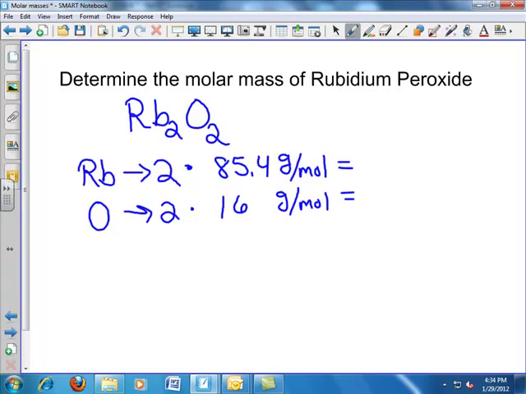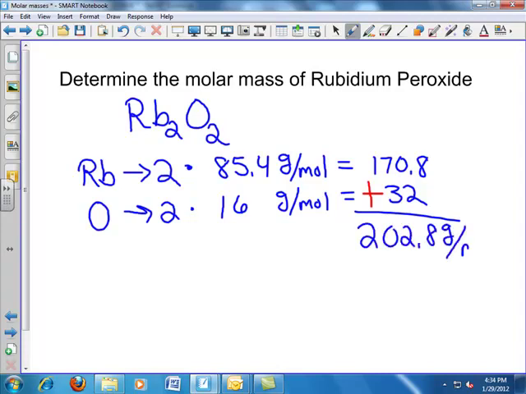Okay, so what I have is 2 rubidiums in this compound, each at 85.4 grams per mole. So those 2 rubidiums are giving me 170.8 grams per mole. And I have 2 oxygens, that's 32 grams per mole. So what I want to do is add those 2 amounts up. So that means I have 202.8 grams per mole. And again, this number here is the molar mass of that.